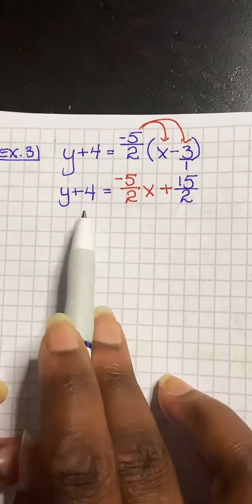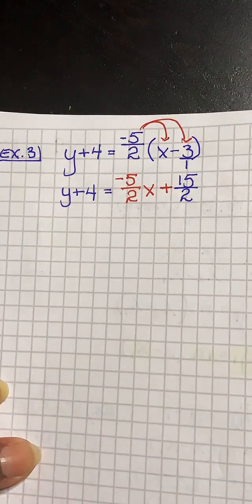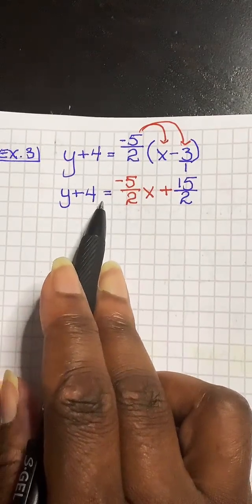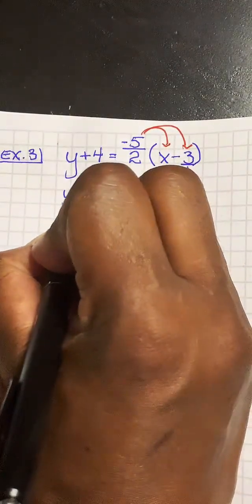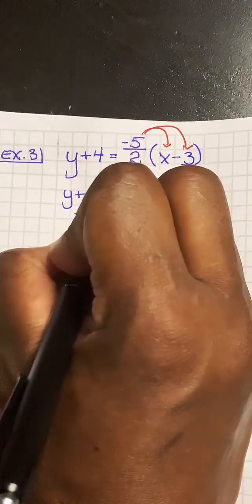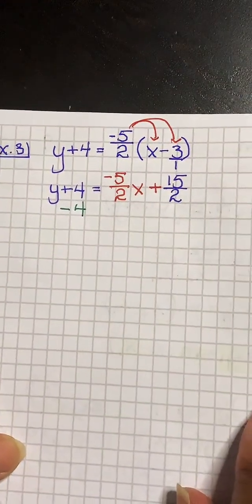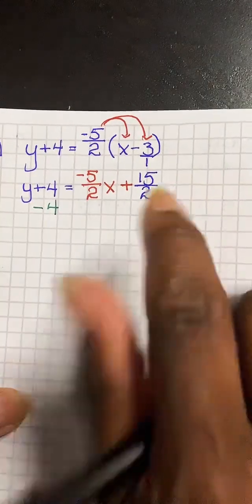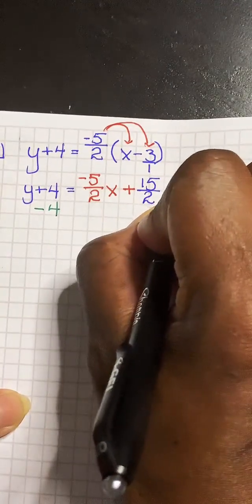So now we want to get y by itself. So what we have to do, where's my green? Here it is. We need to get rid of this plus 4. So I need to subtract 4 on both sides. But look what I'm about to do. I know I'm going to have a whole number of 4 over here, and I'm going to be subtracting it.